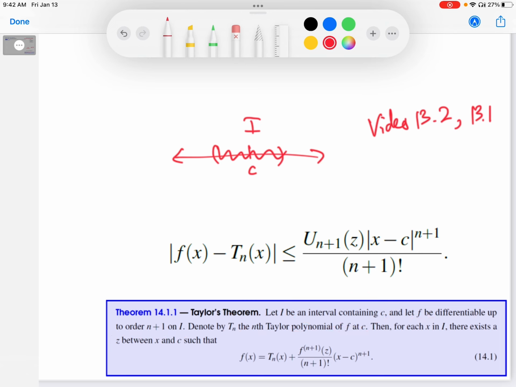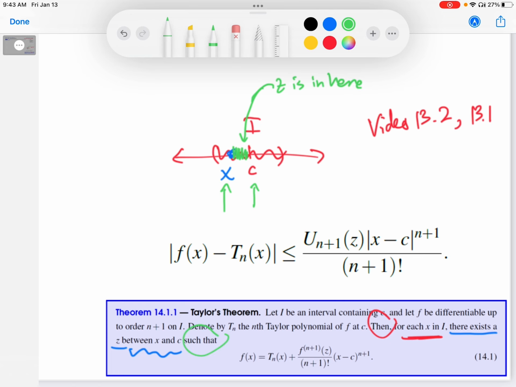So here is the start of the conclusion. Then, for each x in I, so if I pick any x in that interval I, there exists a z between x and c. Okay, so here was my x, here was my c. In this case, z would be in here, right? So z would be in there. Z is in here.